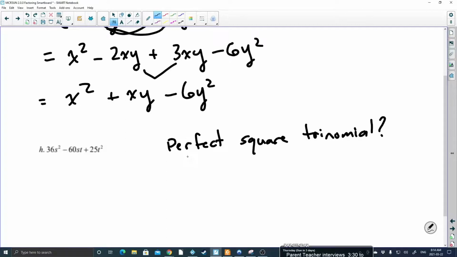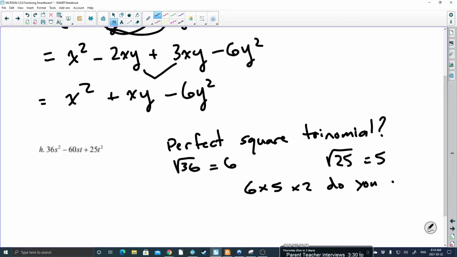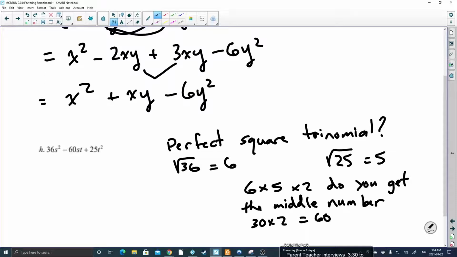So a perfect square trinomial has an interesting pattern to it. If you square root the 36, it gives you 6. And if you square root the 25, it gives you 5. Then you would check to see if you multiply the 6 times the 5 times 2, do you get the middle number? And here the answer is yes. 6 times 5 is 30. 30 times 2 is 60. Now 60 is negative, okay? So we'll talk about that in a second, but this is actually a perfect square trinomial.